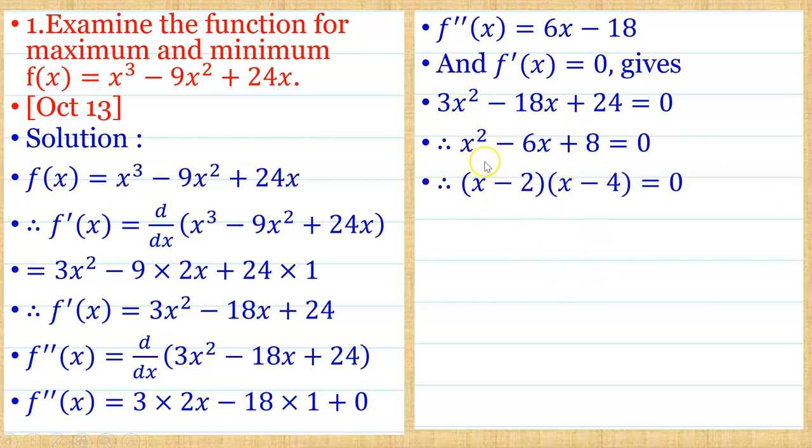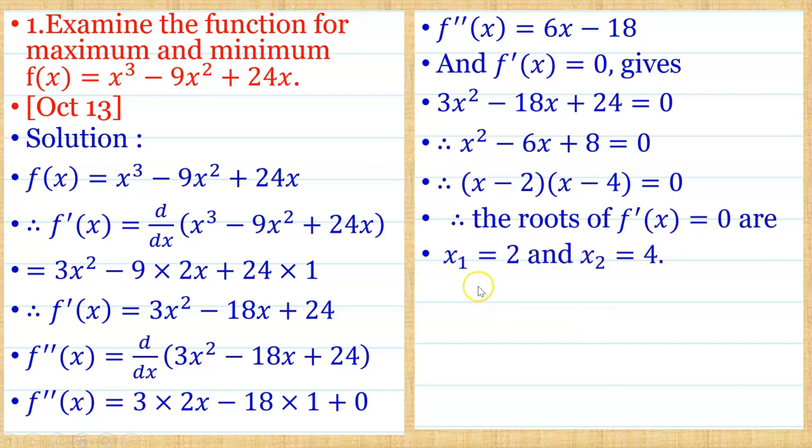Now factorize this. That is x minus 2 in the first bracket, in the second bracket x minus 4, and that's equal to 0. The roots of f dash of x equals 0 are x1 equals 2 here and x2 equals 4.